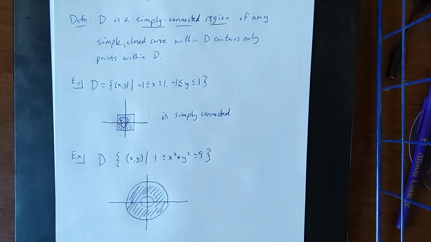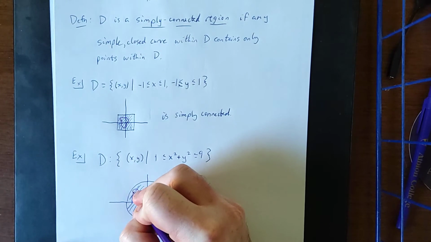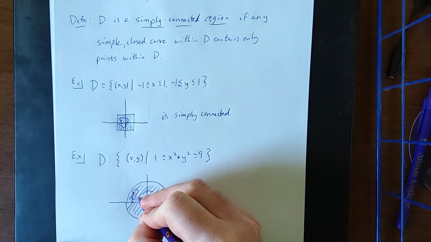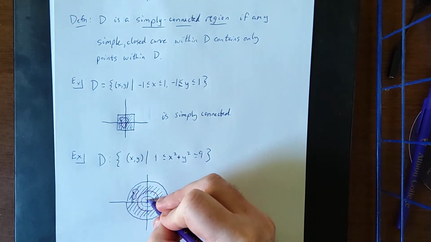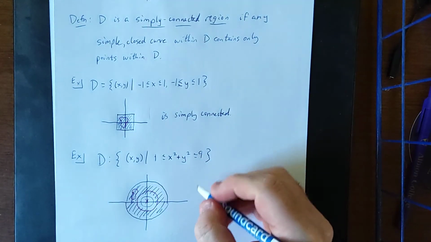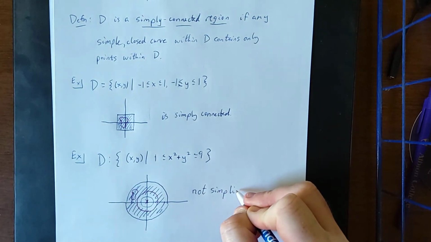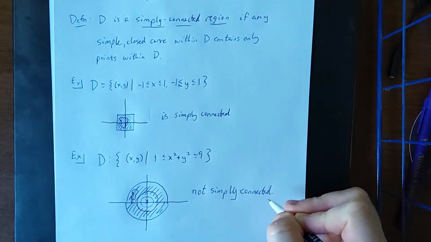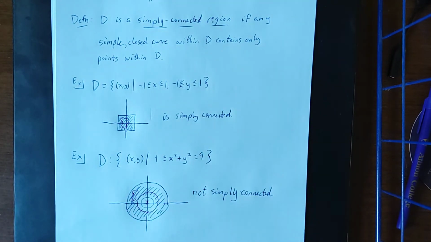Now it is possible for me to make a simple closed curve within here that contains only points that are within D, but this is a statement of existence, not uniqueness. So if I can draw a simple closed curve that contains a whole bunch of points that are not within D, then we have ourselves a region that is not simply connected. So basically, simply connected means you have one solid region that contains no additional holes within it.